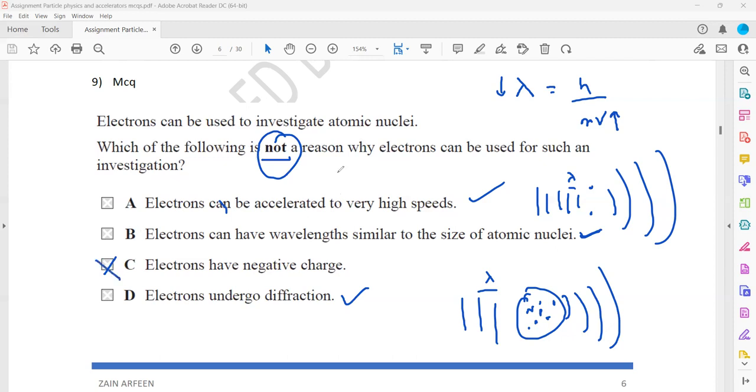Others are correct, like if we accelerate the electron to high speed, it will have a shorter wavelength, we'll get a more detailed image or more diffraction will occur.